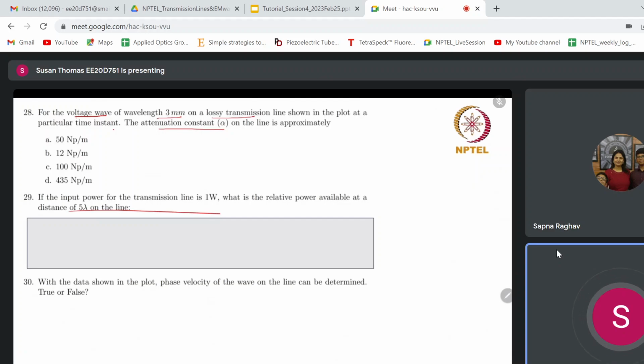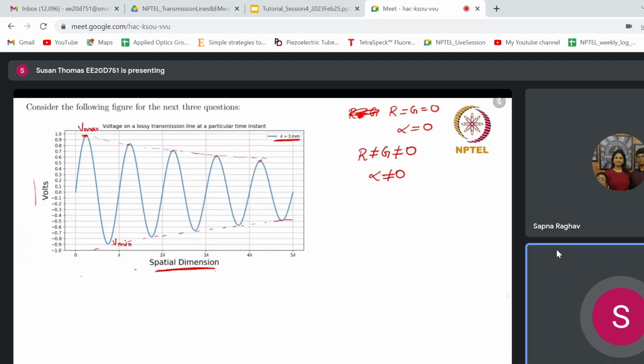Can you calculate the attenuation constant from this figure? That is the first question. So, how do we approach that question? The easiest way is you see this is V minimum. What is the value of this V minimum? It is something around minus 0.9.